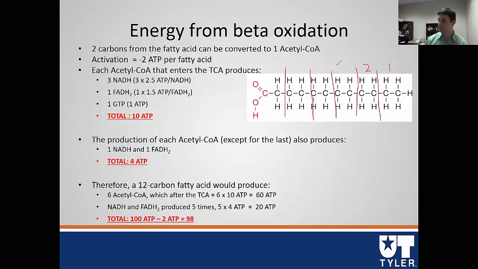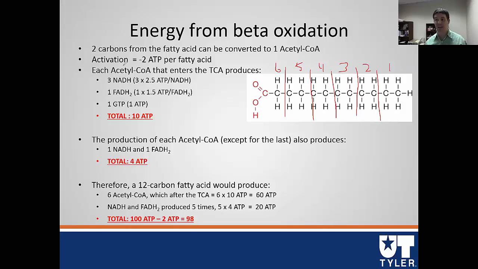1, 2, 3, 4, 5, 6. So this is a 12 carbon fatty acid, which divided into 2 carbon segments gives me 6 sets of 2. So we can convert each of these 6 sets into acetyl-CoA.